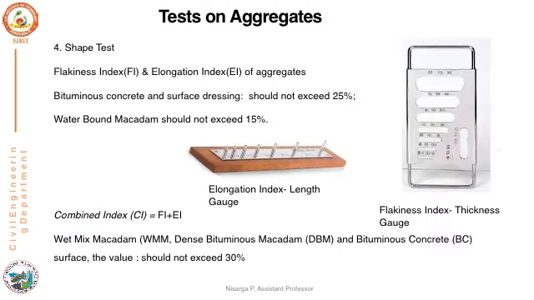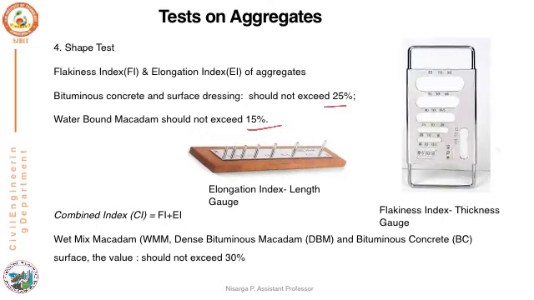The next is the shape test, which will determine the flakiness index and elongation index of the aggregates. The elongation index is determined using the length gauge, and the flakiness index is determined using the thickness gauge. When we test the aggregate for flakiness index and elongation index, it should be noted that for bituminous concrete or surfacing courses, the value should not exceed 25%. So here you have to note that it is not just the value of flakiness index or elongation index.